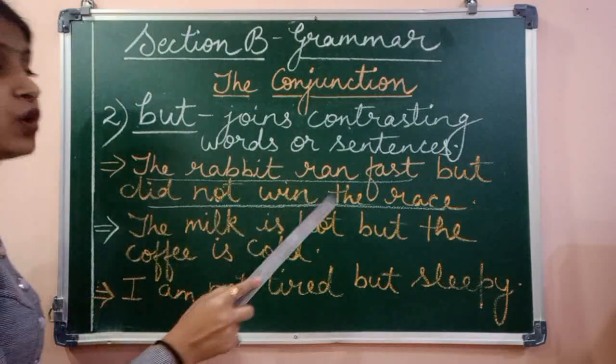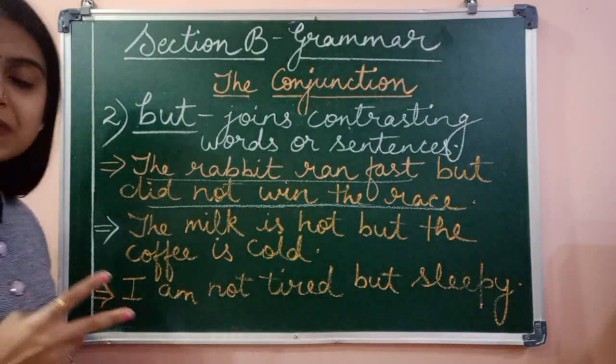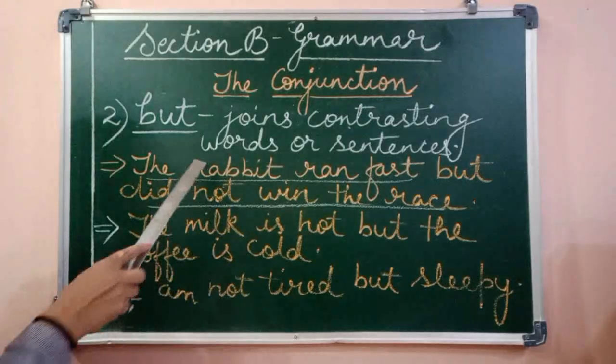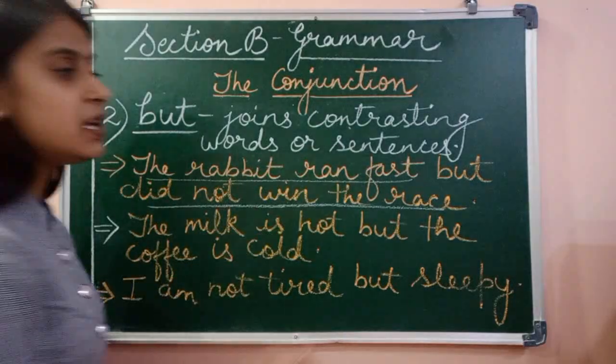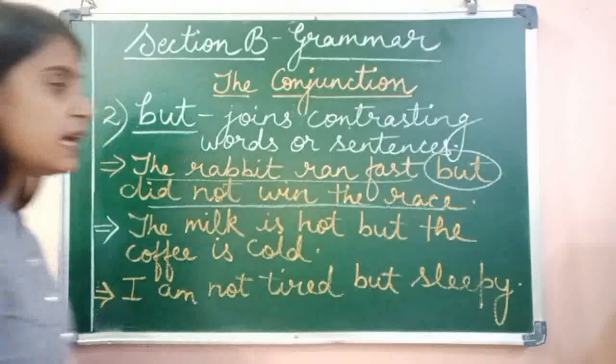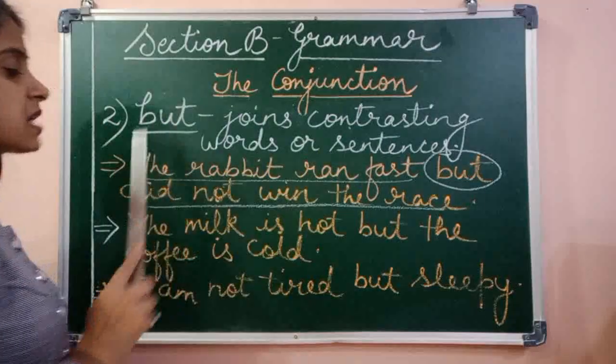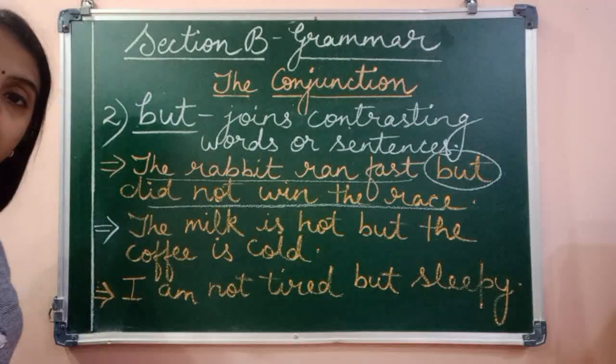The rabbit did not win the race. So two opposite ideas are talked about. So we'll join using the conjunction but. Okay, the rabbit ran fast but did not win the race.